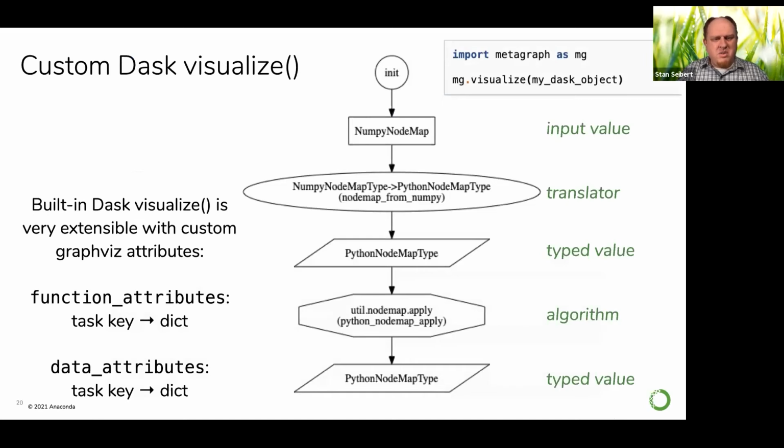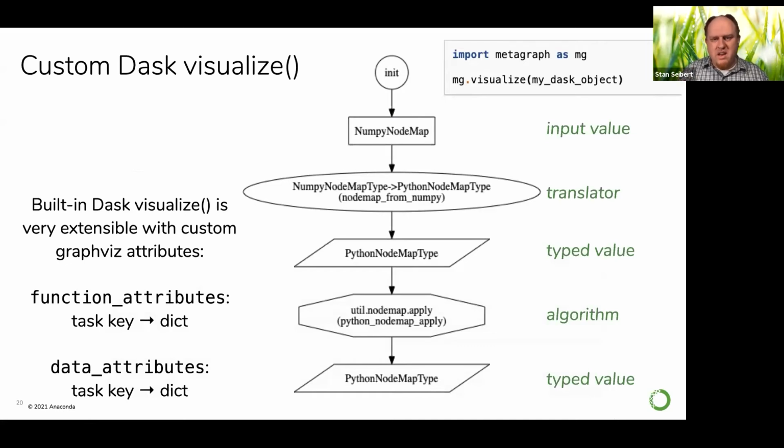Another thing I think people don't necessarily realize that you can do, which we didn't know about when we started, is that Dask collections have a visualize method that will show you things that you may have seen in other Dask talks that draw the task graph. You can customize this drawing quite a bit by passing in some special keyword arguments called function attributes and data attributes, which let you basically set graphviz attributes.